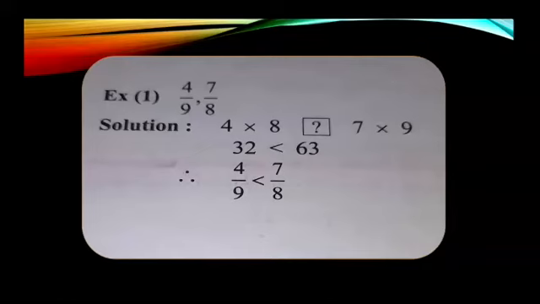We are cross multiplying. 4 into 8 will give us 32 and 7 into 9 will give us 63. 32 is smaller than 63. Therefore, 4 upon 9 is smaller than 7 upon 8.